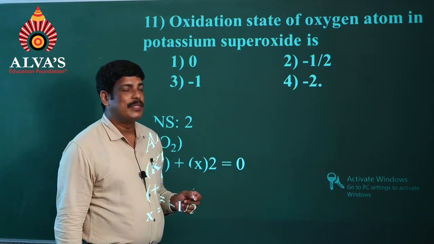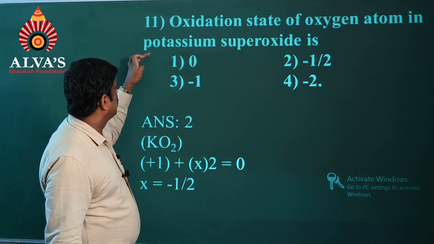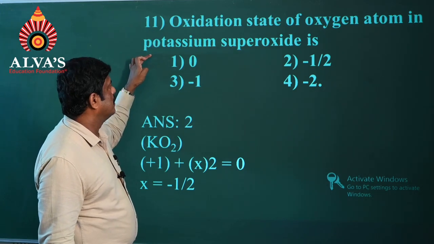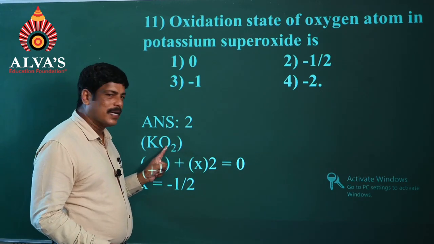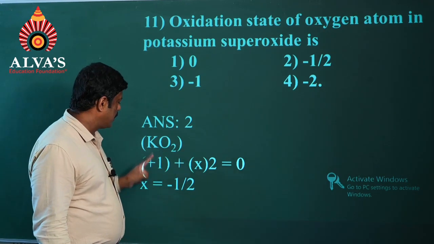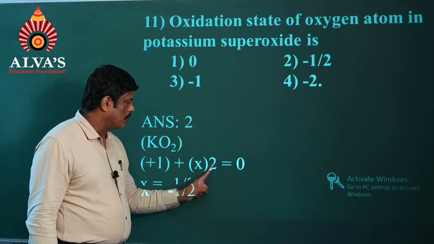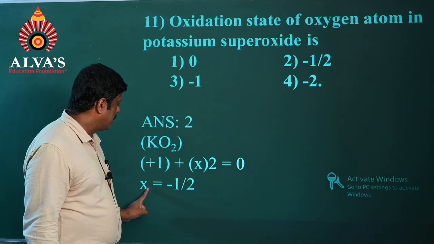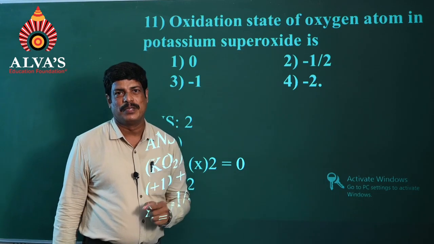Okay, now the 11th question. The oxidation state of oxygen atom in potassium superoxide is? Potassium superoxide means KO2. So now you calculate the oxidation state of oxygen. Potassium is plus 1, oxygen we don't know, let us take it as X, and there are 2 oxygen atoms, so 1 plus 2X is equal to 0, and X is equal to minus 1 by 2. Hence the option is the second option.